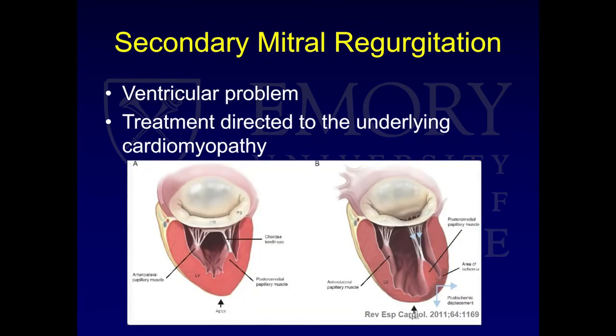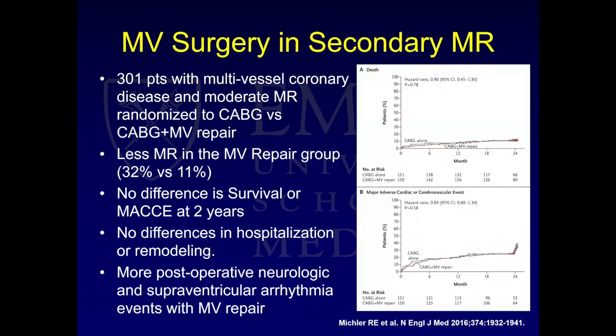All right, transitioning quickly here to secondary mitral regurgitation. Unlike primary MR, secondary mitral regurgitation is a ventricular problem. It's not a mitral valve leaflet problem. Treatment is to treat the underlying cardiomyopathy. It is not the mitral valve in itself. Treatment of the valve does not necessarily improve their prognosis because it's dictated by their cardiomyopathy.